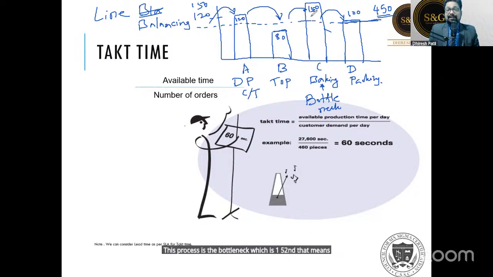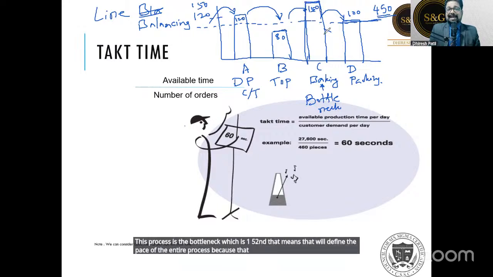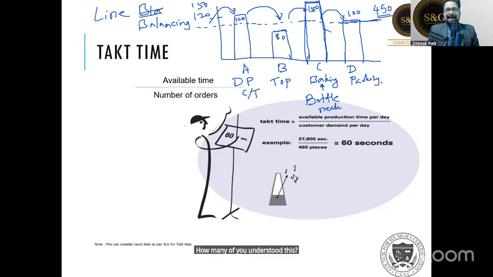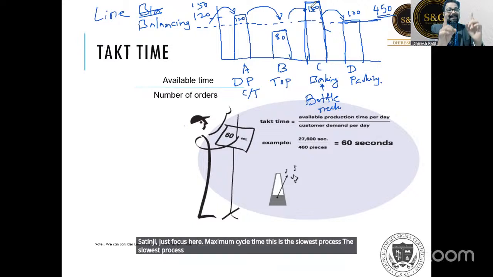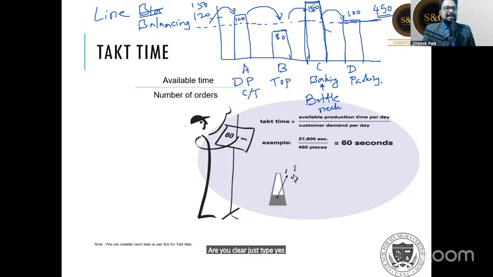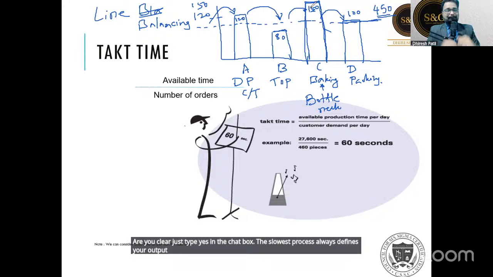That means that will define the pace of the entire process, because that is the maximum cycle time process. How many of you understood this? This is the maximum cycle time process. Now, this will define whatever you do. This is the slowest process. Maximum cycle time means this is the slowest process. So the slowest process will define the output of your system. Are you clear? Just type yes in the chat box. The slowest process always defines your output, the flow.